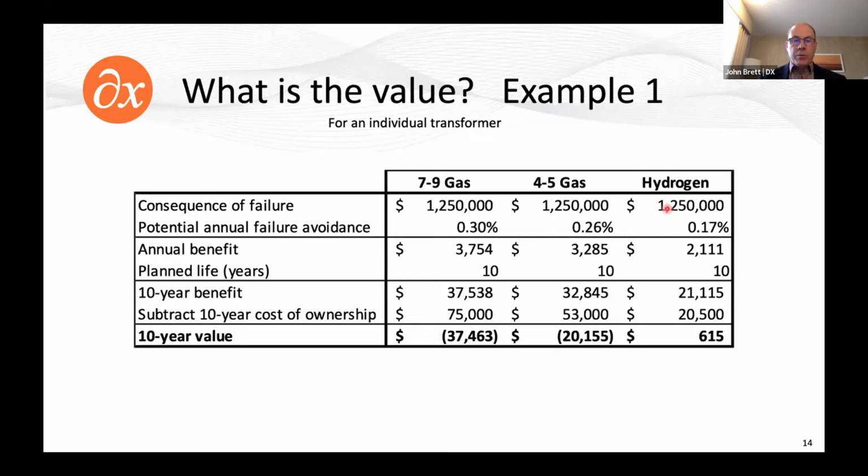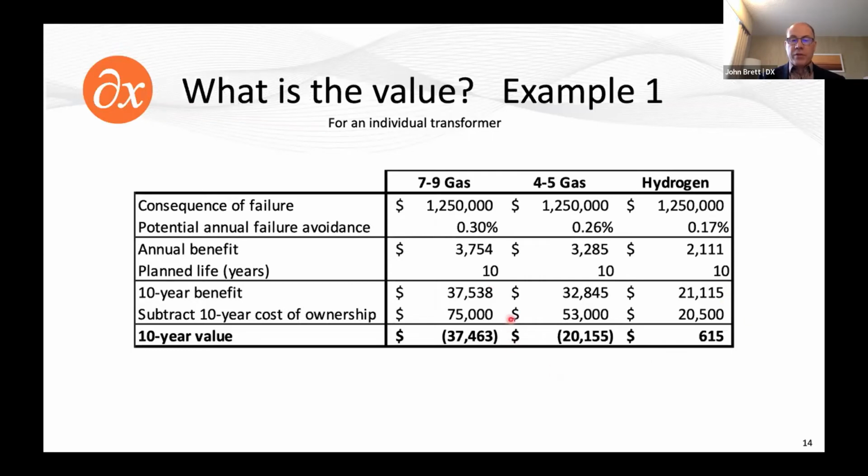But you take your potential annual failure avoidance number and say, okay, the annual benefit of deploying any one of these monitors is this line here, ranging from $3,700 for a multi-gas monitor down to a little over $2,000 for a hydrogen monitor. The planned life is 10 years. A simple multiplication, the benefit you might get from a multi-gas monitor is in the order of $37,000 or $38,000. And a hydrogen monitor, $21,000.